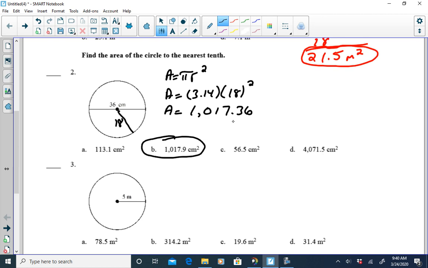Now, what's the reason for the difference in answers? The reason is, what are we using for the approximation for pi? Different calculators, different computers, different texts are going to use different approximations for pi. So our approximation of 3.14 gives us this answer in square centimeters. So you want to choose the answer that's closest, and that's going to be answer B.